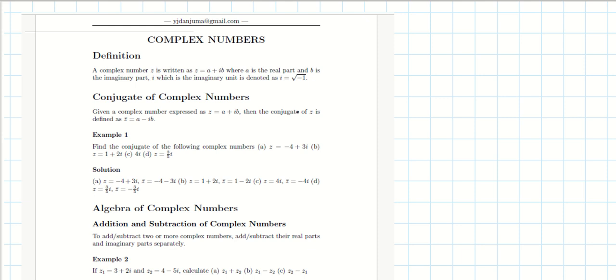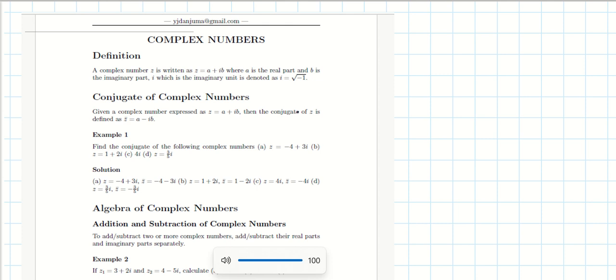All right, today we'll start with the definition of a complex number. As we all know, previously we have talked about different kinds of numbers: whole numbers, rational numbers, real numbers, natural numbers, the zero, the negative integers, and the positive integers.